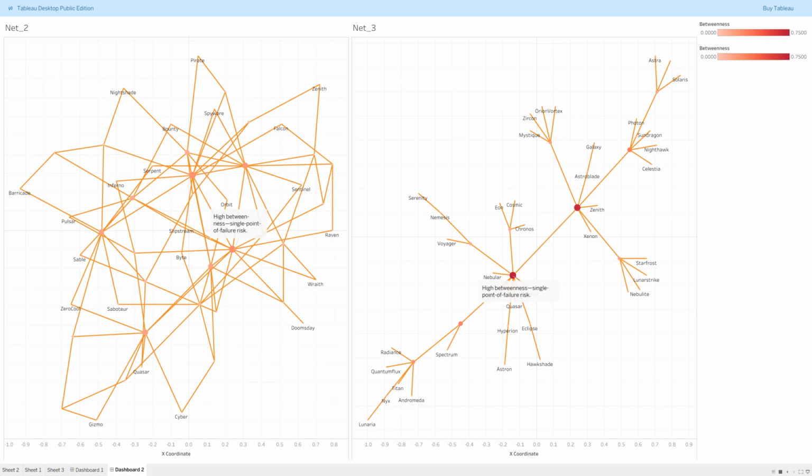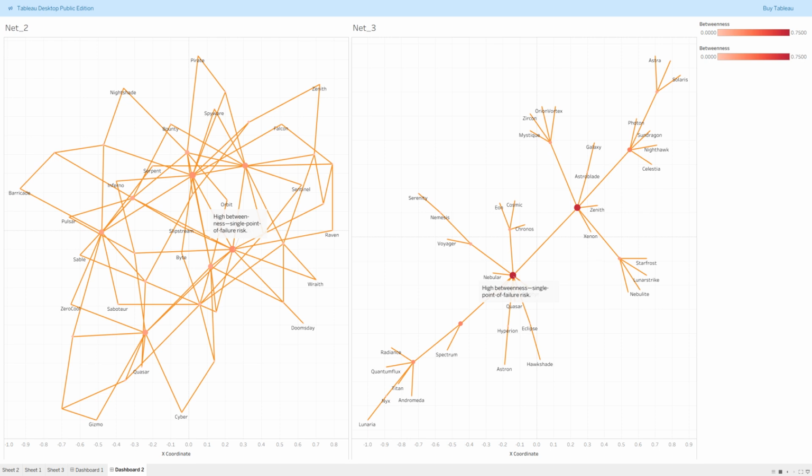Now let's compare that to network 3. This network also has 50 nodes but only 49 edges, about half as many as network 2. The structure is sparser and the analysis highlights two critical nodes, Nebula and Starhawk. Their betweenness values are very high, 0.72 and 0.68, which makes them clear bottlenecks.